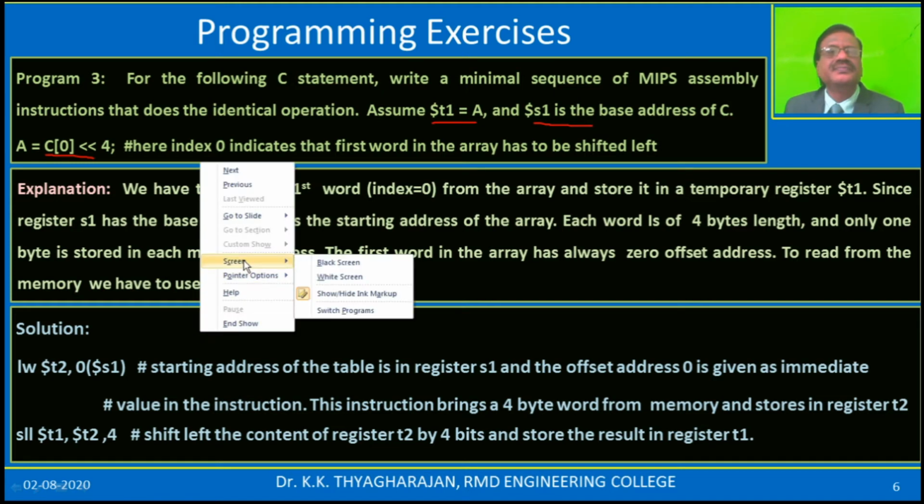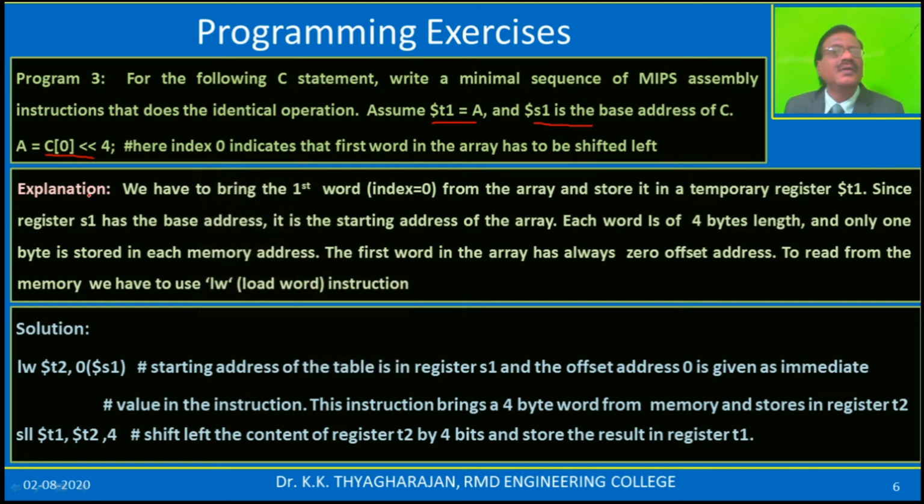That is, the starting address of the array should be in S1. That is, this C should be in S1. Since we have to read the first element, the offset value is 0. So load word $T2 comma 0 within brackets $S1. So it will bring the first word in the array and it will store it in temporary register T2.